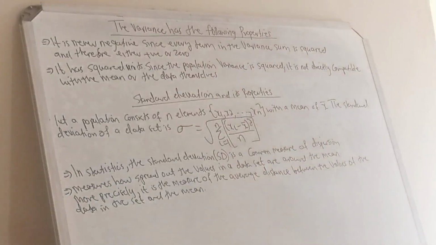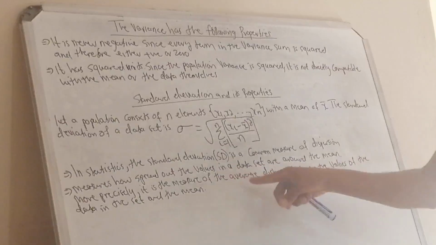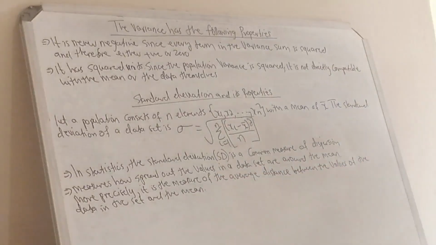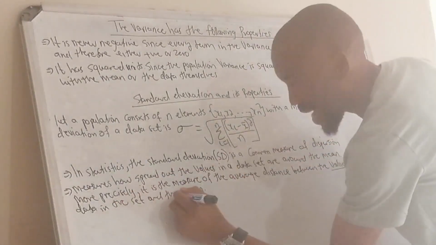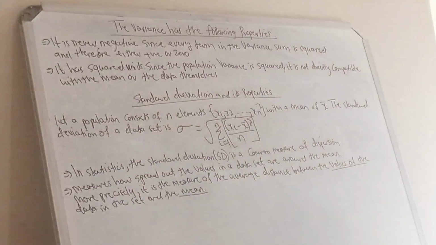So by introducing the square root, we are in essence measuring how spread out the values in a data set are around the mean. But to be more precise, it is a measure of the average distance between the values of the data in the set and the mean. That's what it measures. Maybe there can be a theory question saying, explain how the data is spread out. You need to know how to explain that, in terms of the variance and also in terms of standard deviation.